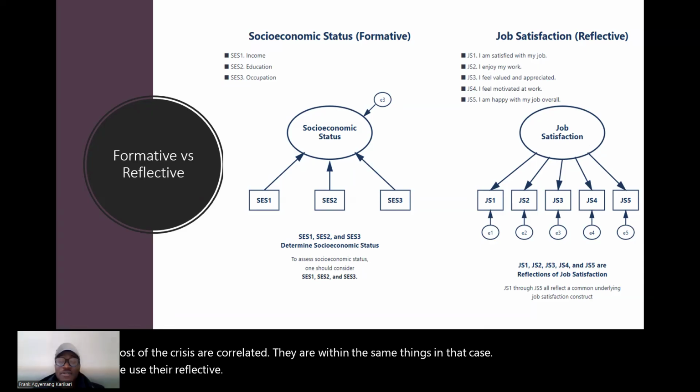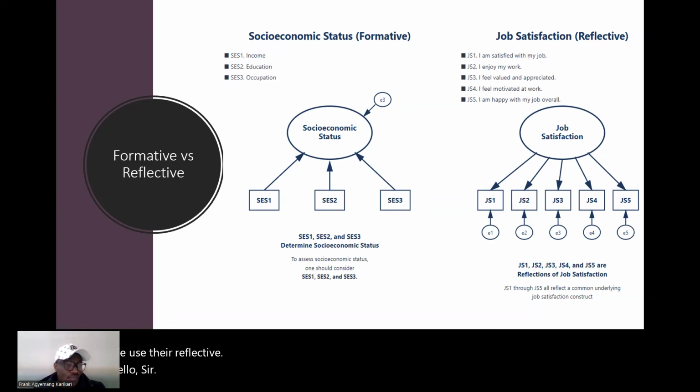Hello, sir. So, in case I'm working on primary data and I collect the data on income, education, and occupation from the field, does it still qualify to be formative? Primary data from the field, I have my income data, education, occupation. So in this case, does it fall under the formative?